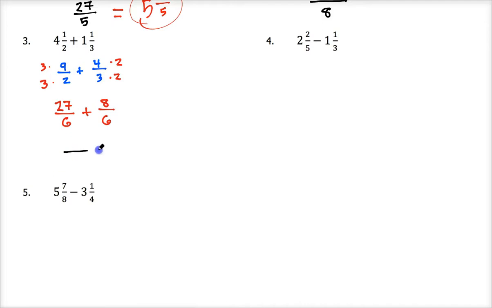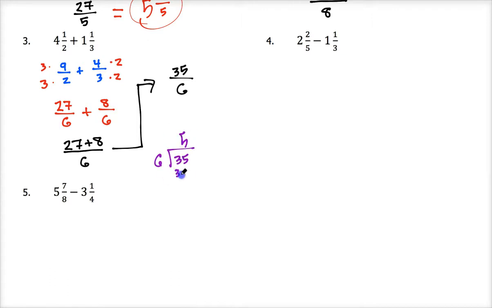So I'll keep my denominator. I'll add my numerators, 27 plus 8. And this gives me 35 over 6. To make this a mixed number, I need to take 6 into 35. 6 will go into 35 5 whole times, and the remainder here then is 5. So this becomes 5 5/6.